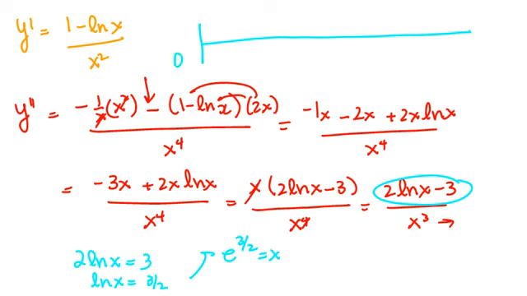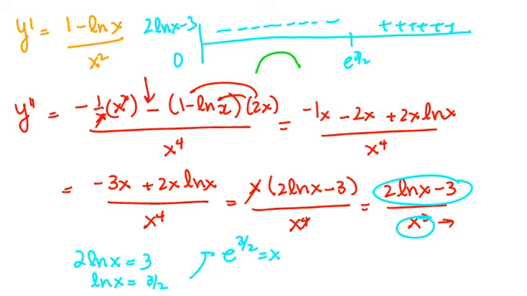So now I'm going to put that on a number line. Starting at 0, I know that x cubed is positive throughout, so I'm not going to put that on there at all. And 2 log x minus 3 is going to switch at e to the 3 halves. It's going to be negative on this side and positive on this side, which means it's concave down to the left of e to the 3 halves and concave up to the right, and that implies there's an inflection point at e to the 3 halves. And what is the y value when x is e to the 3 halves?